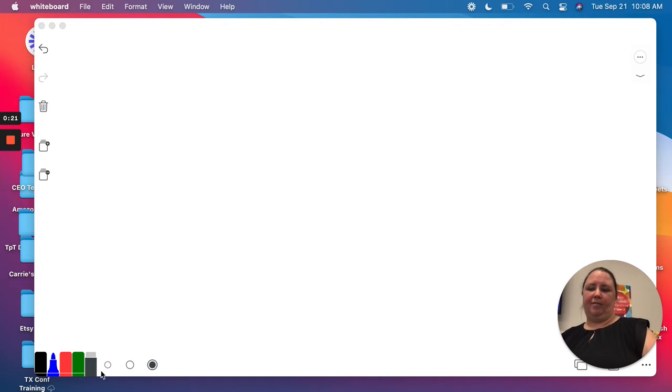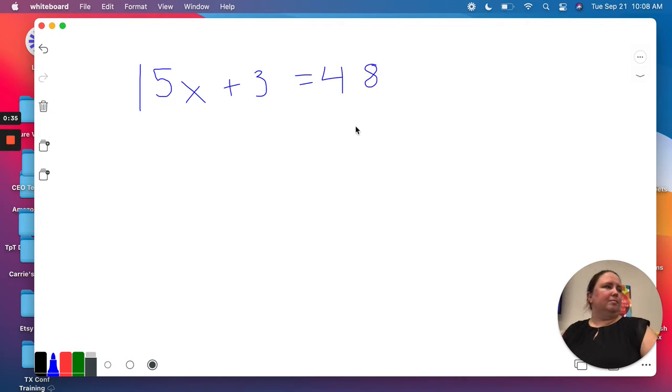So if I have 15x plus 3 equals 48. Don't mind my handwriting, it's with a mouse. Could be worse. I need to bring my stylus and try it. There are two steps to solving this. We've discovered that, right? The first step is always deal with whatever does not have the variable first.